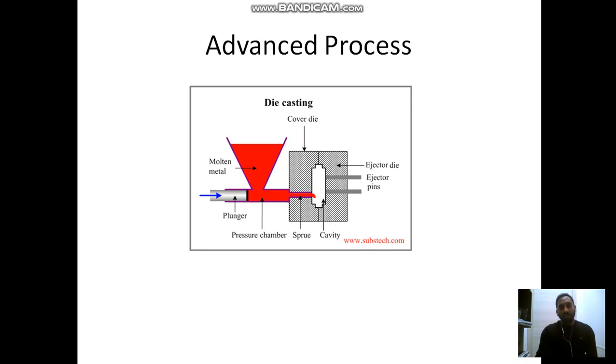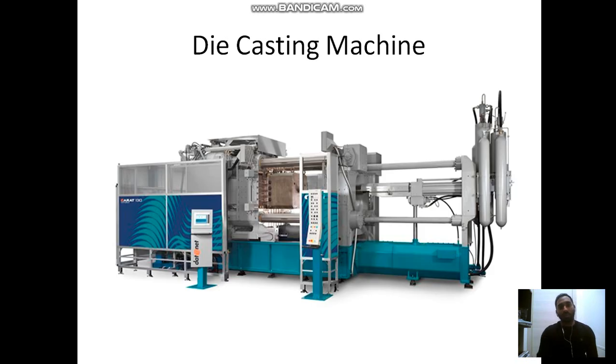But nowadays we use high pressure die casting, where molten metal in the pressure chamber is pressed by an injection cylinder or a plunger into the cavity where we have the required shape of the component. This is how a modern die casting machine looks like. This is a Bühler Carat machine. It consists of a closing unit, an injection unit, and the pump or drive unit, which we'll describe in later videos.